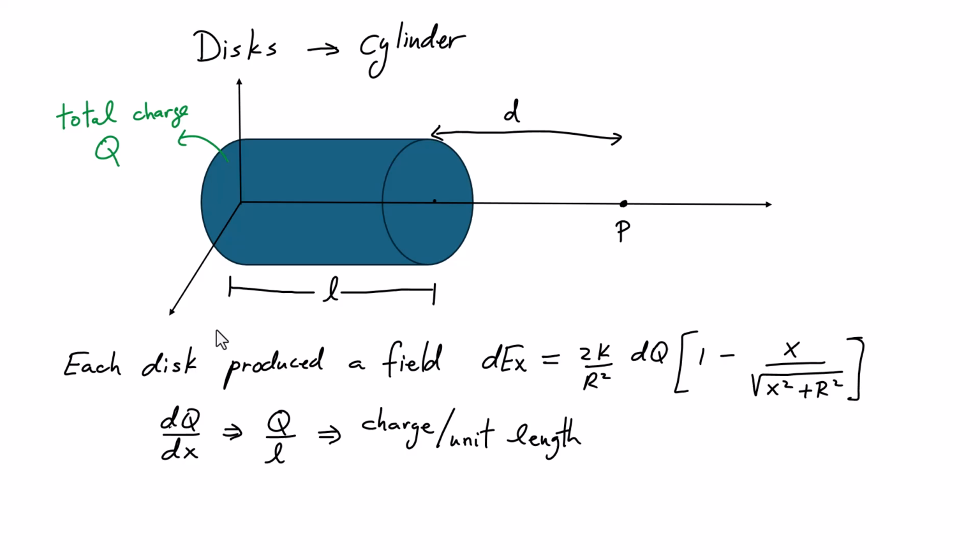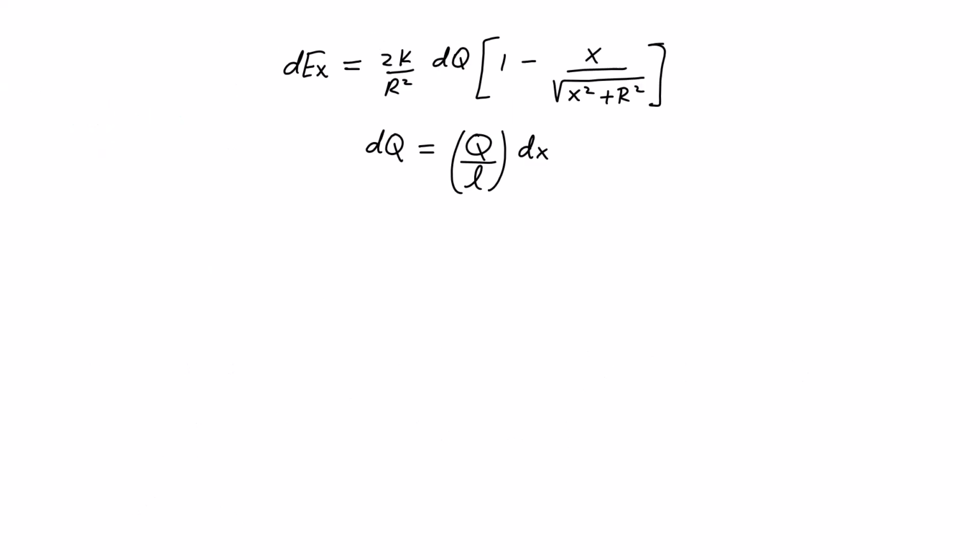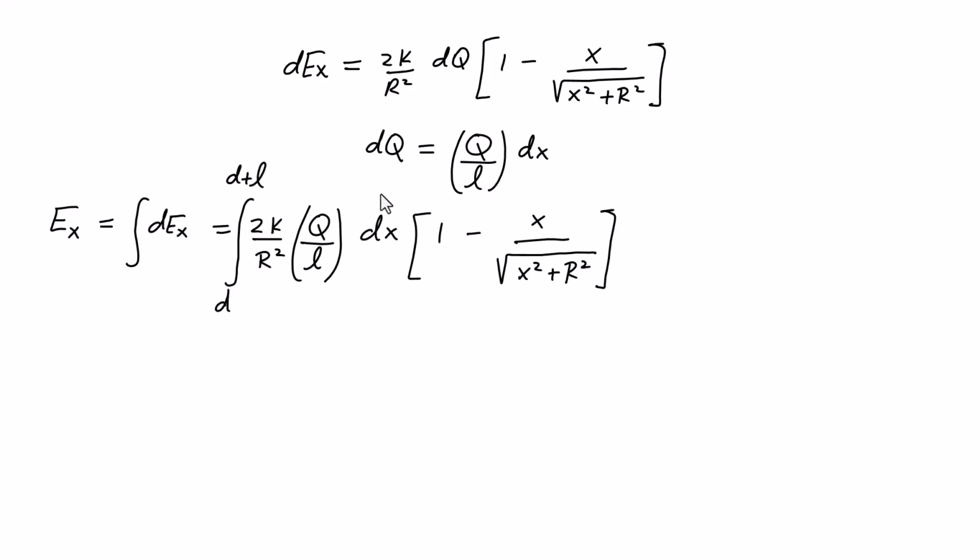Now what you end up doing again is you substitute. So dq, you can write it as Q over L multiplied by dx. And you're going to substitute that expression up there in the integral, and we'll have to perform one more integration over that variable dx. All right, so here's my expression for the infinitesimal produced by one disk. That was the amount of charge on one disk. Again, we want the total field now produced by all of the disks, so we integrate. And the variable of integration is dx.